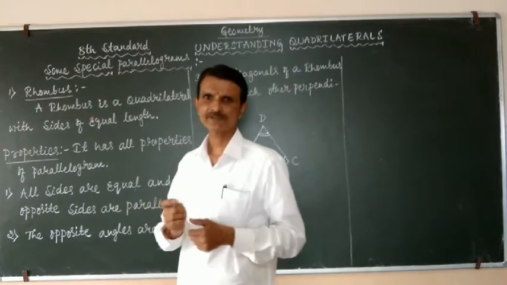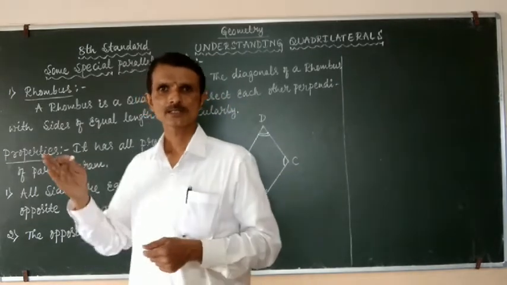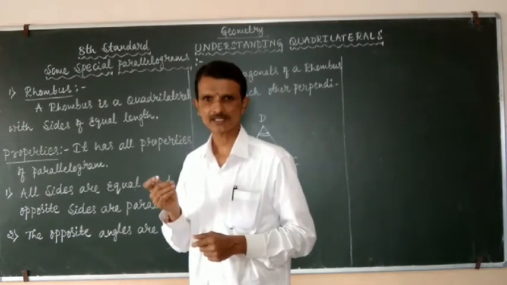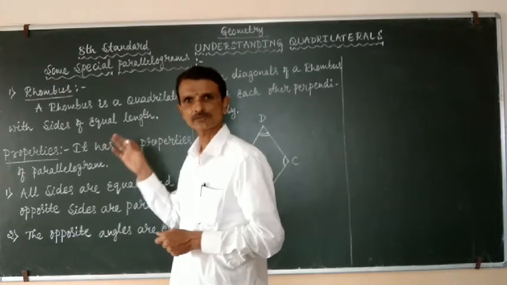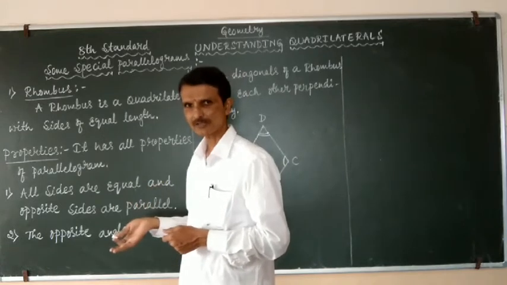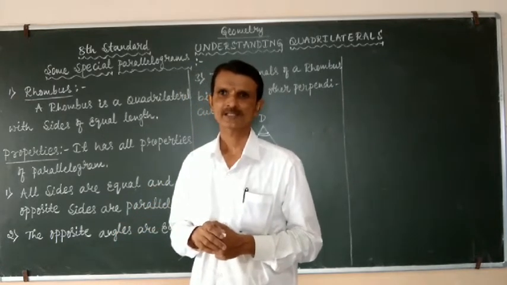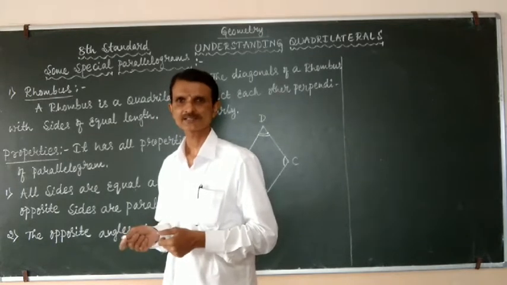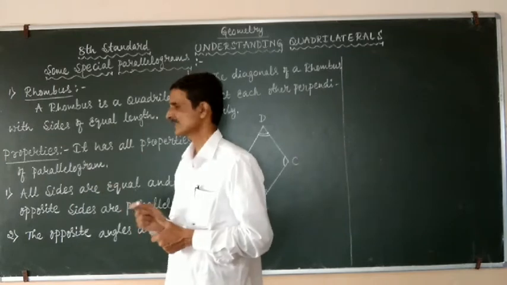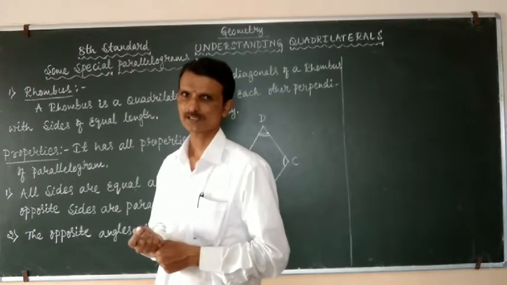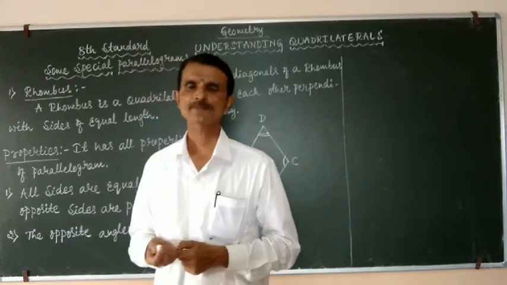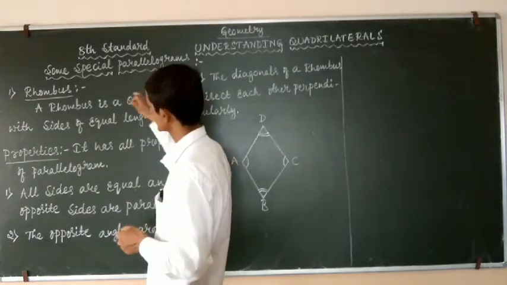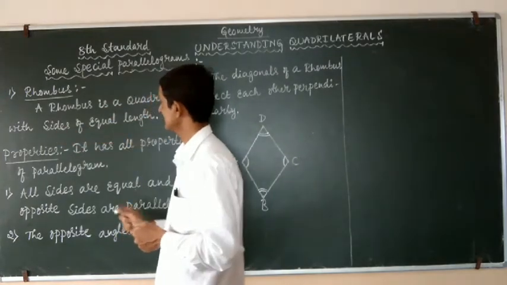The difference is, in a parallelogram the opposite sides are equal and parallel. But if in a parallelogram all the sides are equal in their length, then it is called a rhombus. A rhombus is a special type of parallelogram in which all the sides are equal. So it is also a quadrilateral with sides of equal length.